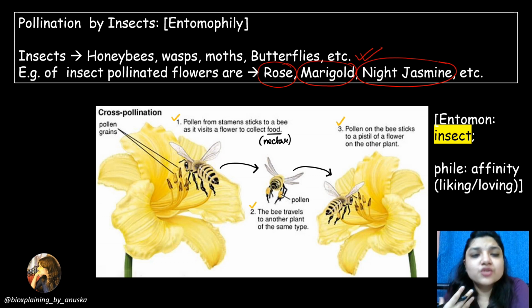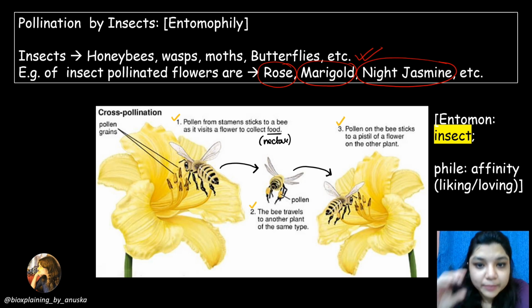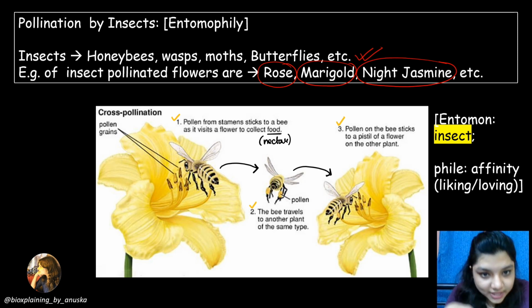In this diagram, as you can see, there are two different flowers present, and the bee is sitting on the pollen grains of one flower. As the bee sits on that flower, the pollen grain gets attached to the body of that bee. As the bee sits on the stamens, the pollen that is released from the anther sticks to the body of this bee.